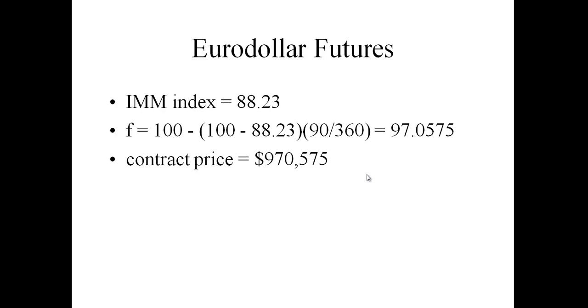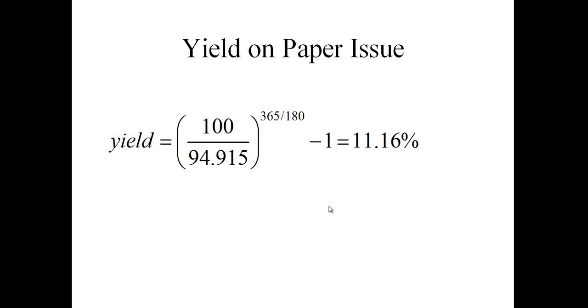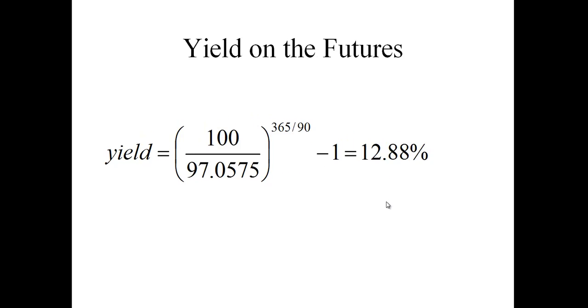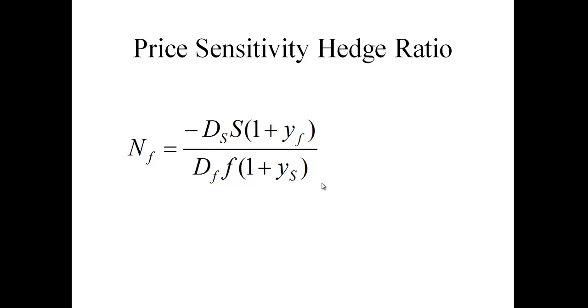Well, now I'll take you through the equation, and you'll see that your intuition actually works out pretty well. All right, there's a formula. You have to calculate the yield on the paper, and here we're using 365 rather than 360. And again, I don't know why. Sometimes they use 365, sometimes they use 180, but we figure out the yield on the commercial paper is 11.16%. We figure out the yield on the futures contract. Again, similar formula, 12.88%. And you can look at these slides if you want to work through these a little more carefully.